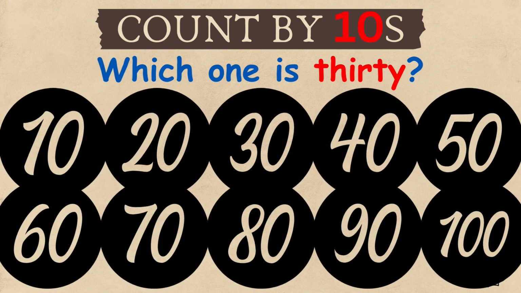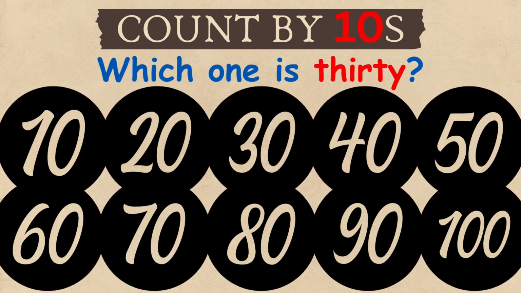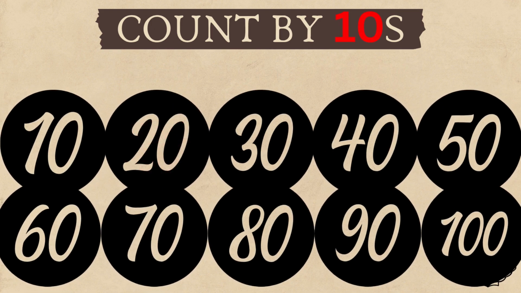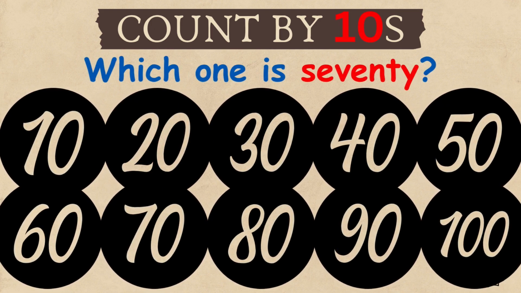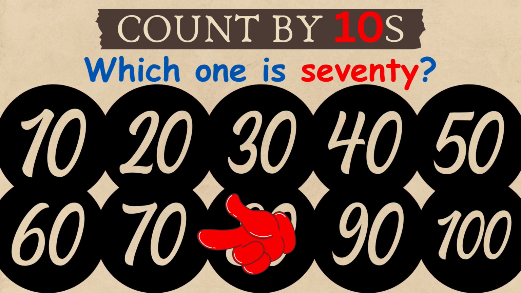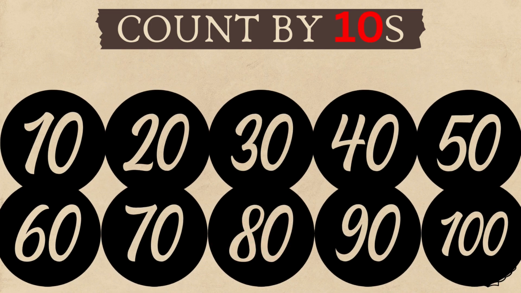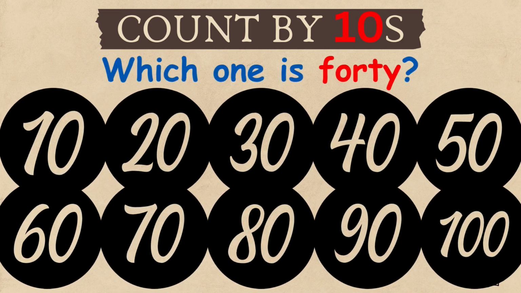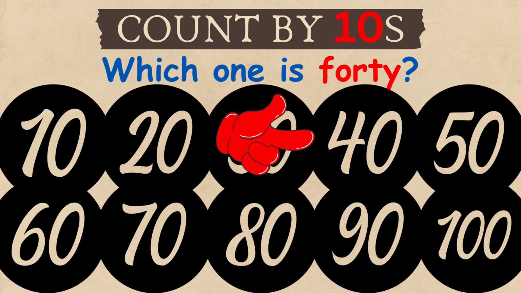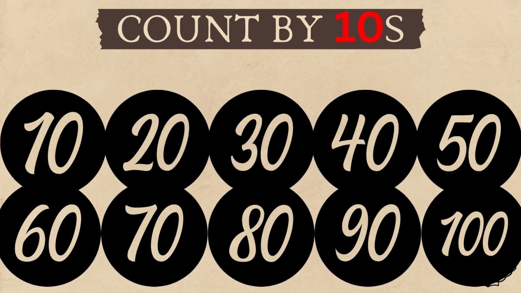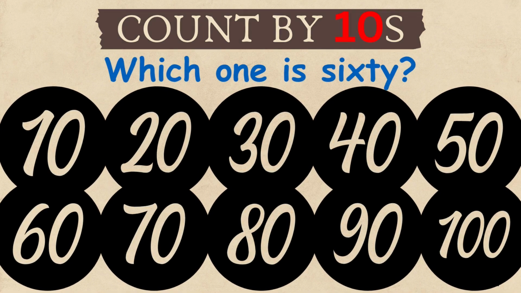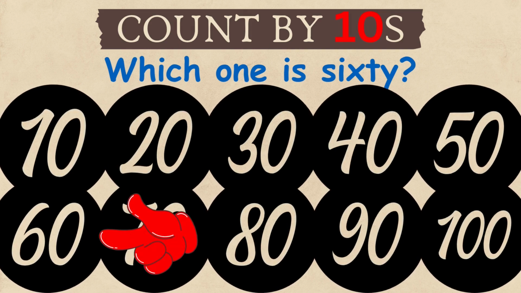Which one is 30? This. Which one is 70? This. Which one is 40? This. Which one is 60? This.